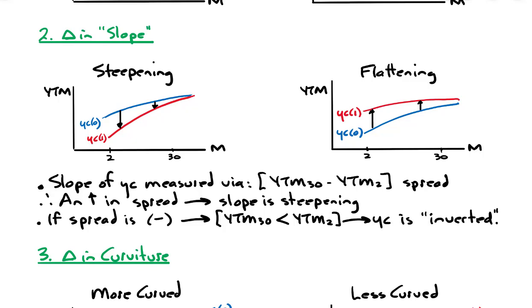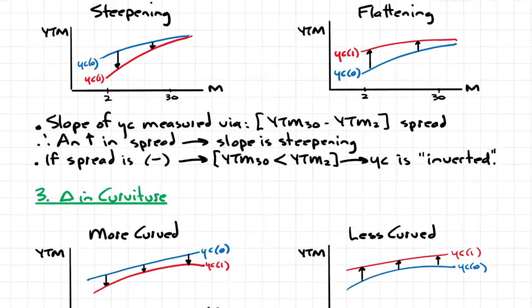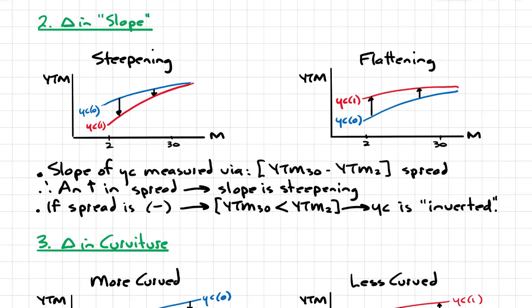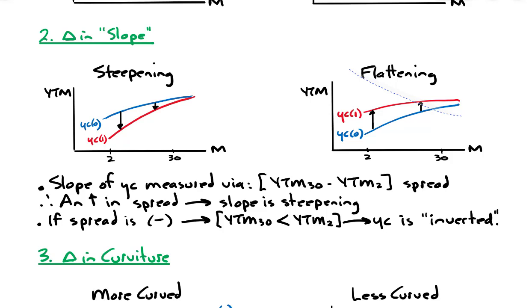On the other hand, if it's flatter, looking at this scenario here, where the yield curve is getting flatter, you can see that the difference between the 30-year yield and the 2-year yield will not be as great. Now, in the event that the spread is negative, it would indicate that the 30-year yield is less than the 2-year yield. So in this scenario, you'd get a negative spread. Then it would mean that the yield curve is inverted, because if the short-term yield is greater than the long-term yield, then the yield curve would be shaped like this.